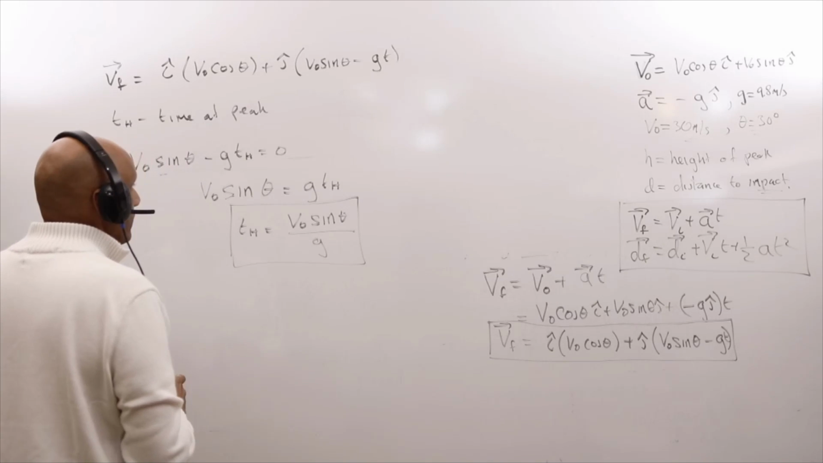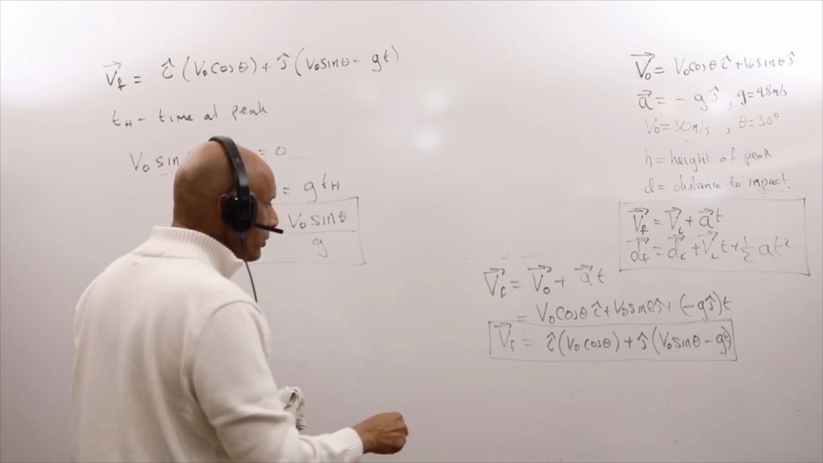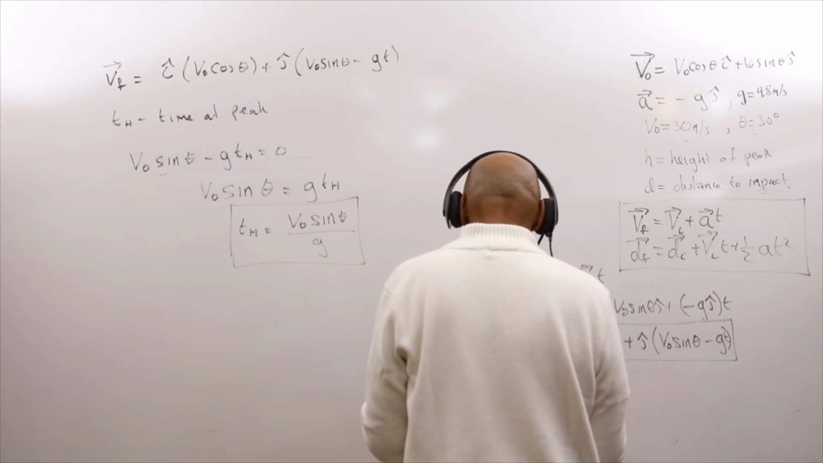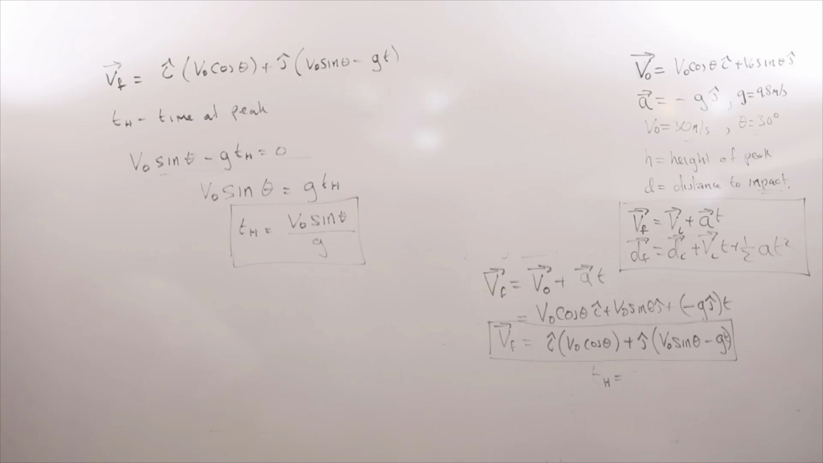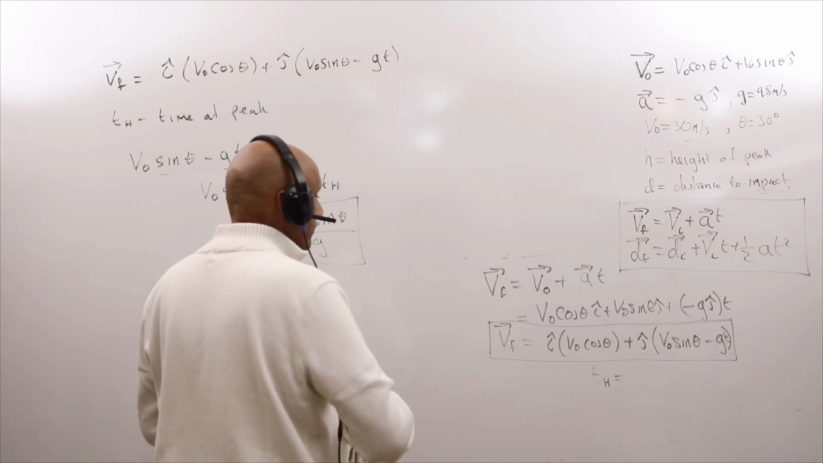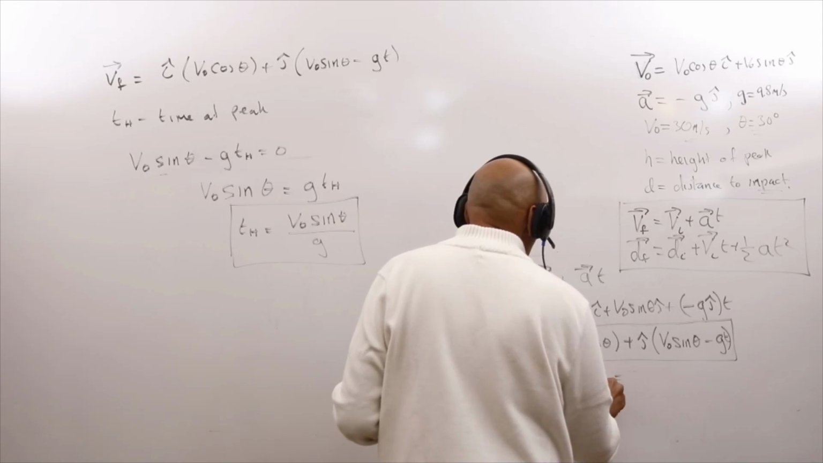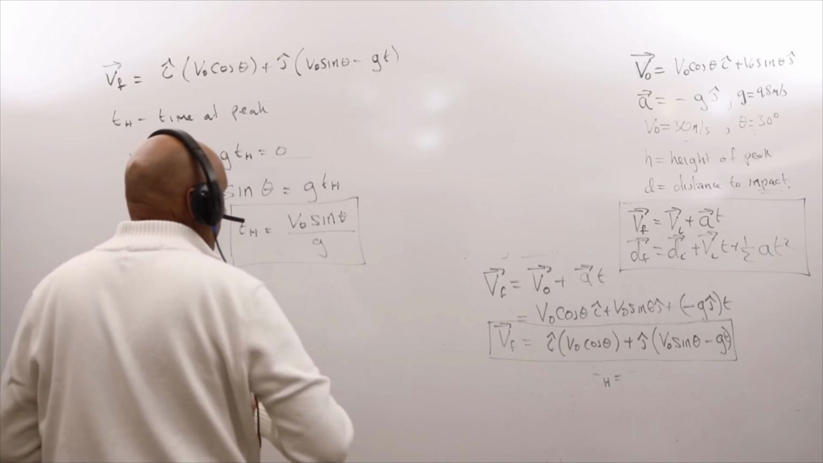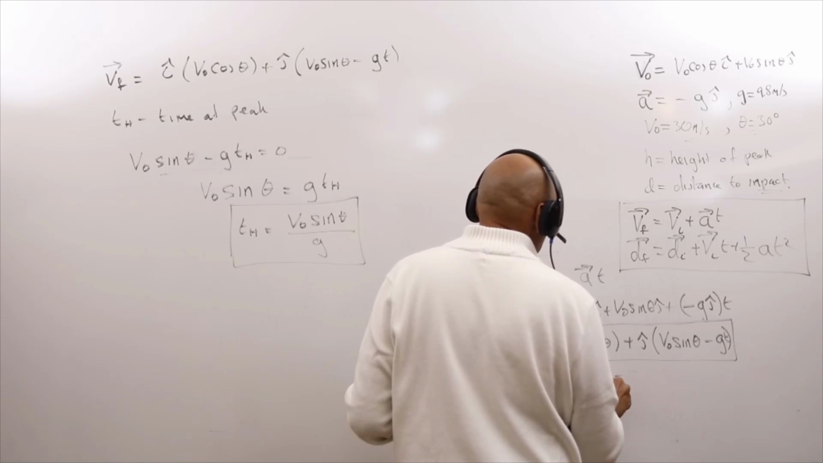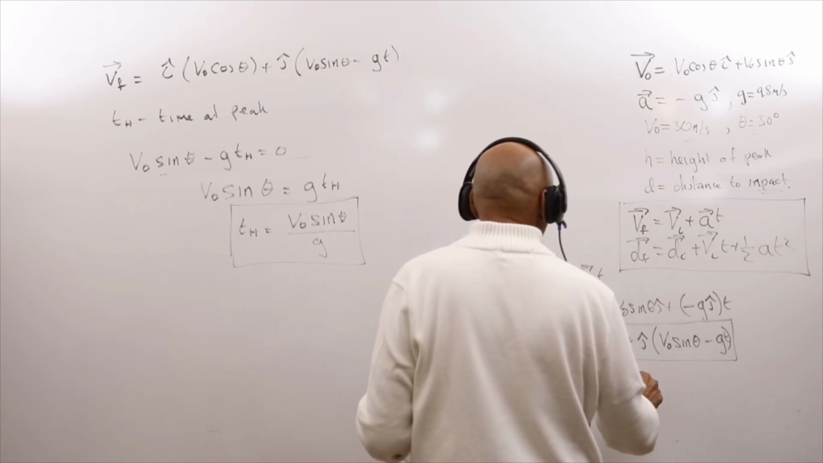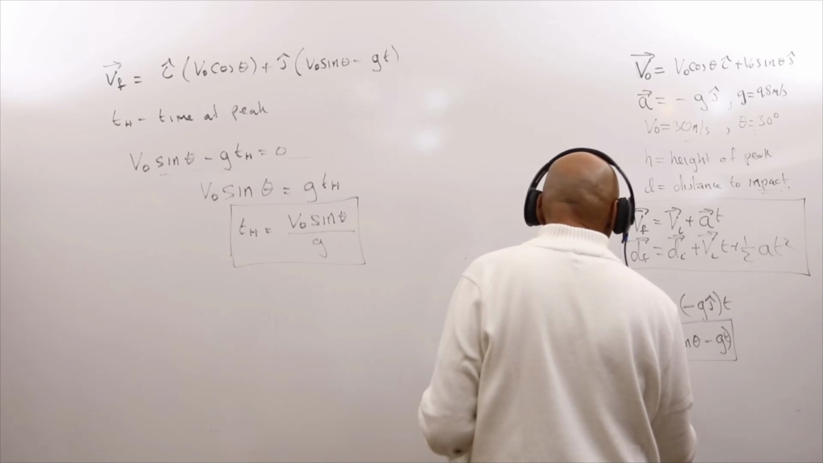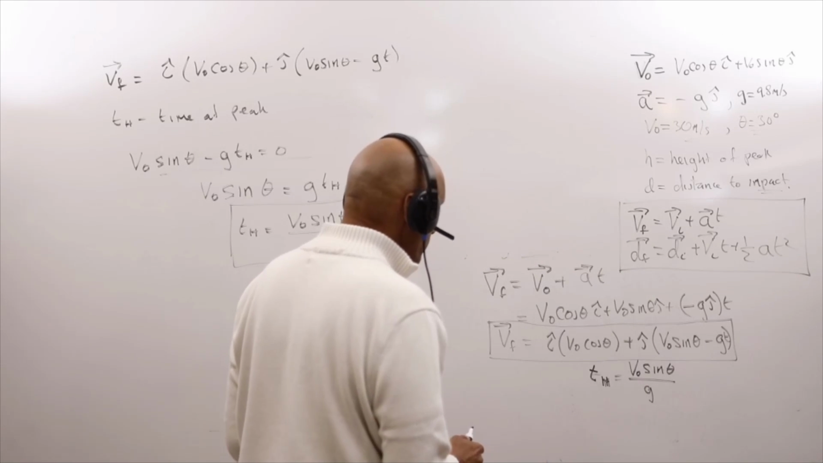So I should put it somewhere, so let's put it right over here. TH, the time for the highest peak, is given by V0 sine of theta over g. So that's the TH, the time to the highest peak.